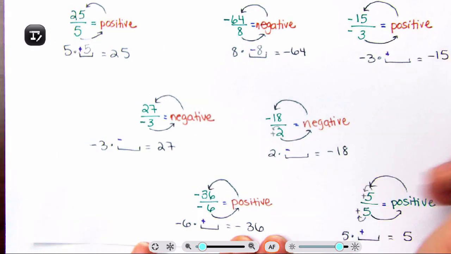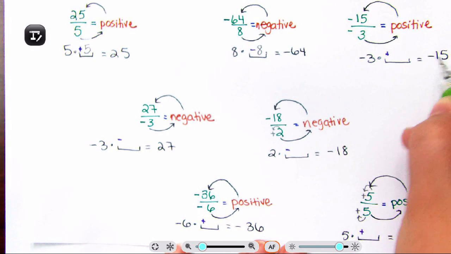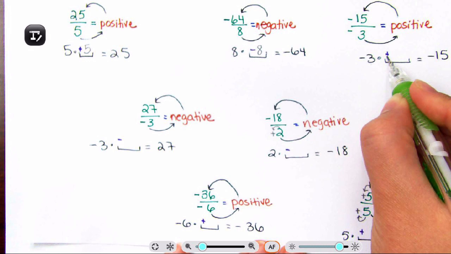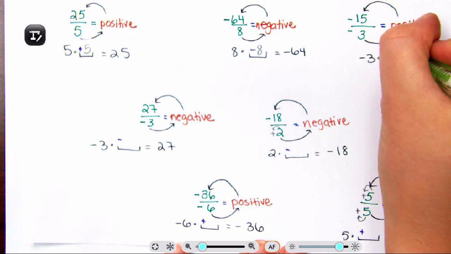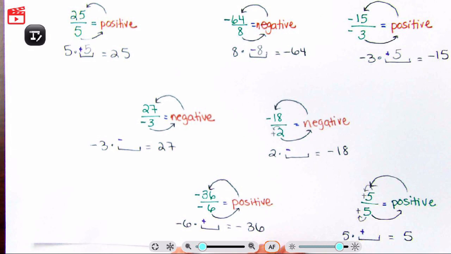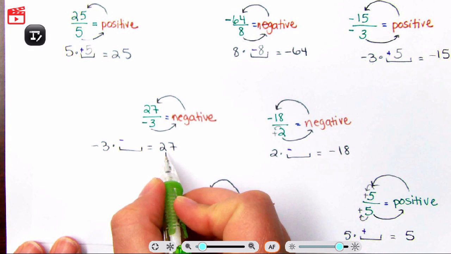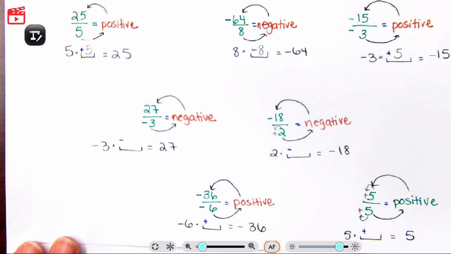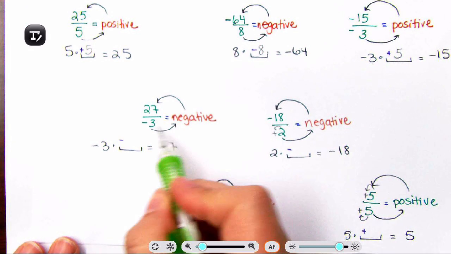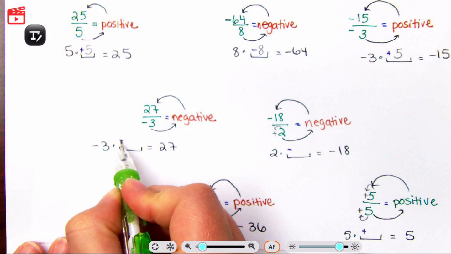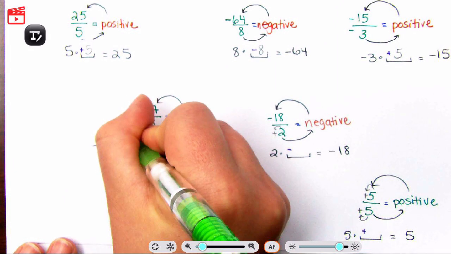Let's try another one. Negative 3 times what is negative 15? We already know that the sign is going to be positive. So negative 3 times what is 15? That should be 5. And we know that that 5 is positive. All right, let's try another one. Negative 3 times what is 27? We already know that our answer is going to be negative. There it is, negative. And then we know that this is going to be 9.